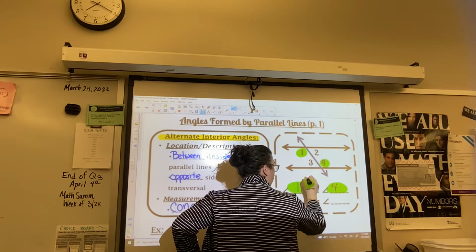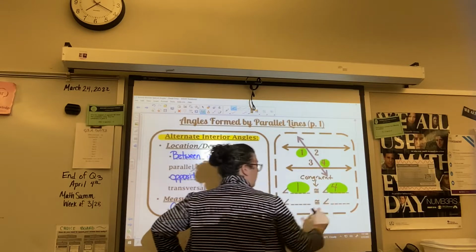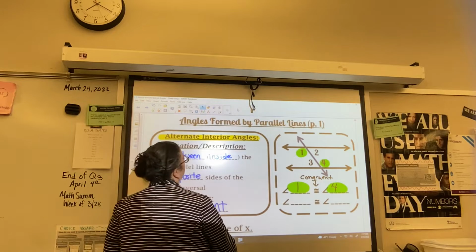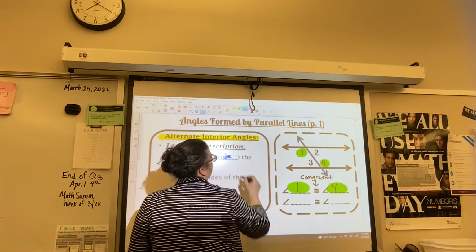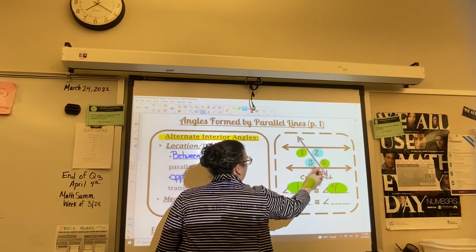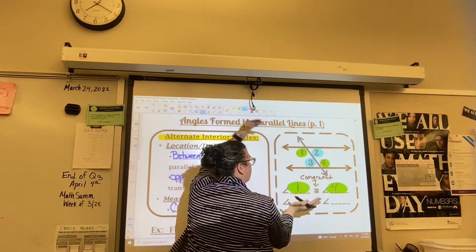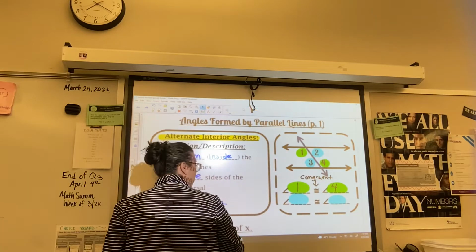This symbol means congruent. It's like a squiggly tilde on top of an equal sign. Another pair of alternate interior angles are 2 and 3. Those are our pair of acute angles that are on opposite sides of the transversal and both between the parallel lines. So angle 2 and angle 3 will be congruent to each other.